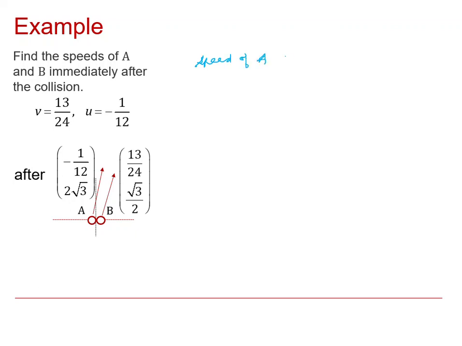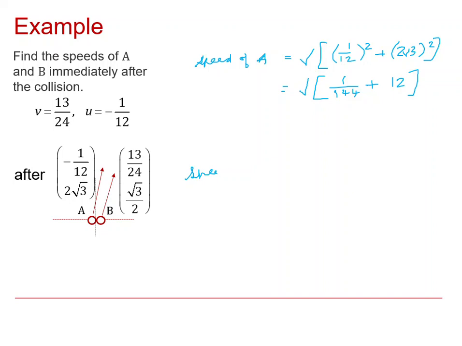So the speed of A will be equal to the square root of 1/12 squared plus 13 over 24 plus 2 root 3 squared. Well, 1 over 12 squared is 1 over 144. And the square of 2 root 3 will be 4 times 3, that's 12. Well, I won't push that calculation any further as it's now a matter only of numbers. I'll look at the second speed.